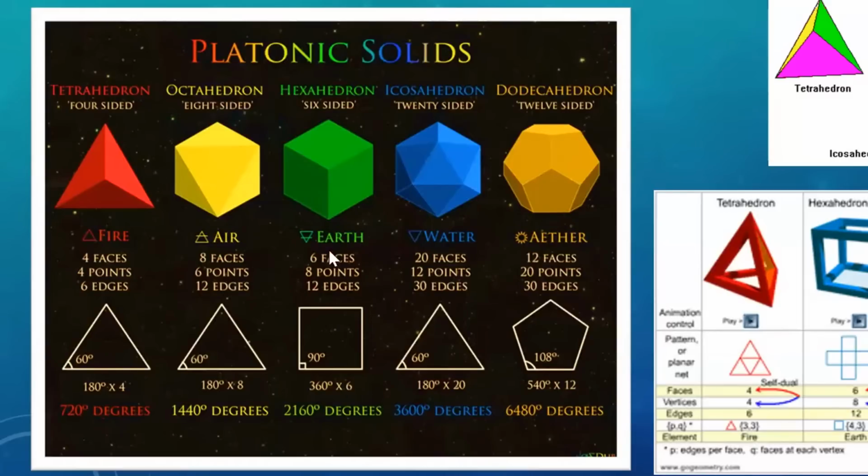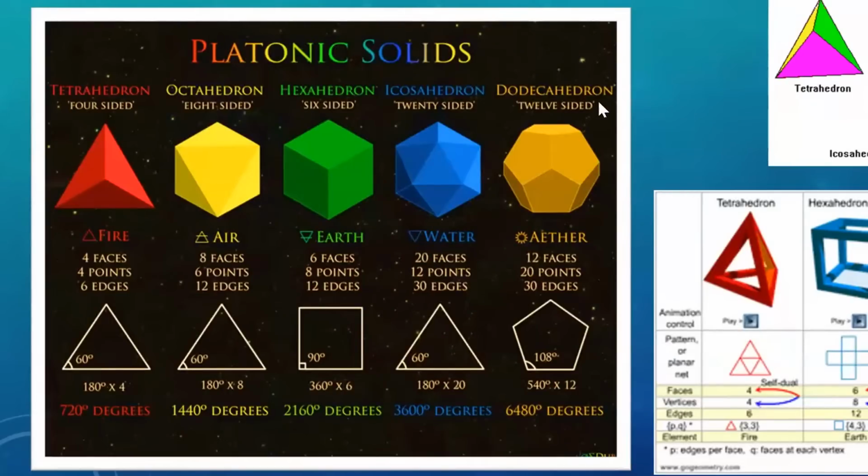There are other aspects looking at the faces, the points, and the edges, and even having a construct for what elements these represent is a good primary association to make with these forms. So fire is associated with the tetrahedron, air with the octahedron, the square cube is the element of earth, the solid matter. The icosahedron with its many faces is water. And then the dodecahedron is ether, the element of spirit.